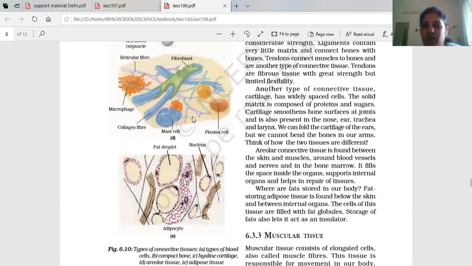The flexibility is more due to the presence of white and yellow fibers. This is a matrix in which the different cells are embedded. Out of that there are some thin fiber-like structures you can see. These are collagen fibers, fibroblasts, and reticular fibers. In simple words we call them yellow fibers and white fibers. Yellow fibers are generally elastic fibers, and those provide more elasticity to the tissues. Tissues become more elastic due to the presence of more yellow fibers.